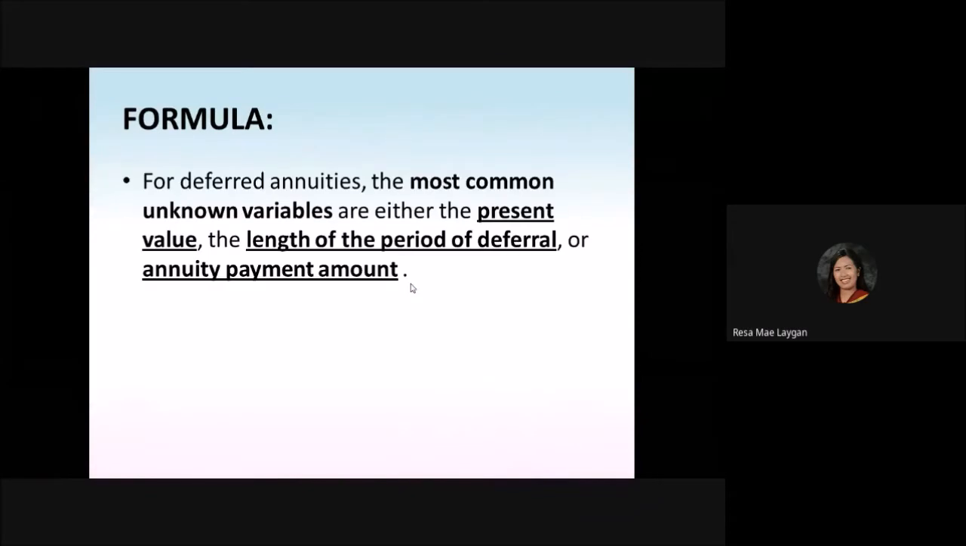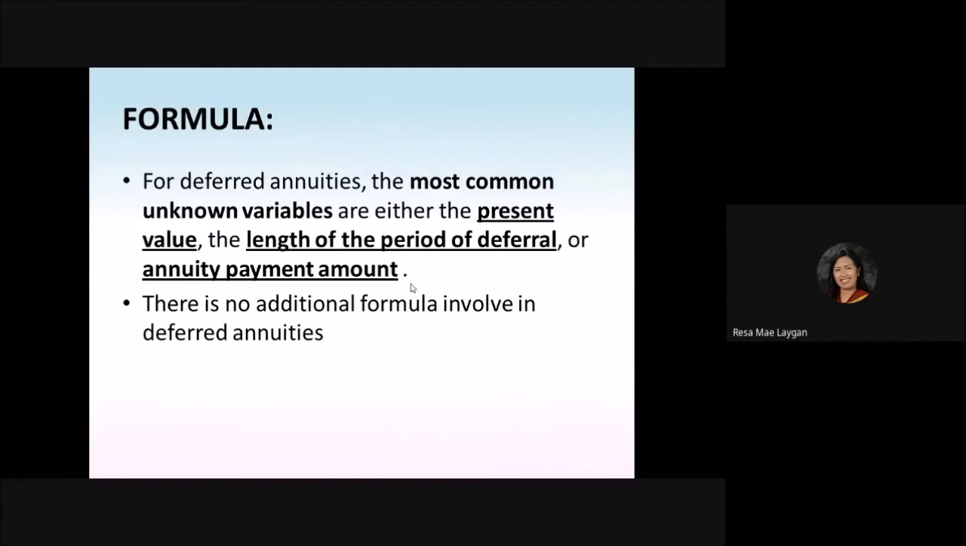For deferred annuities, the most common unknown variables are either the present value, the length of the period of deferral, or the annuity payment amount. You have to take note of these potential unknown variables. Actually, there is no additional formula involved in deferred annuities because this is the combination of compounding or discounting and annuities. So let's have an example.